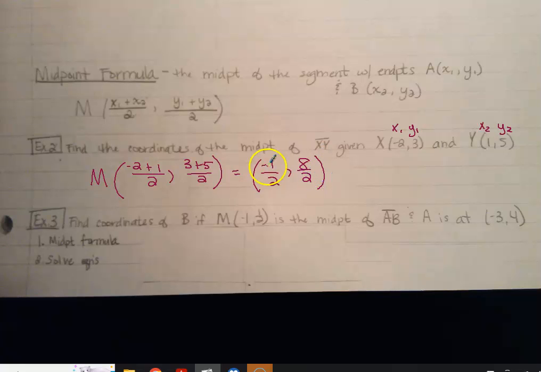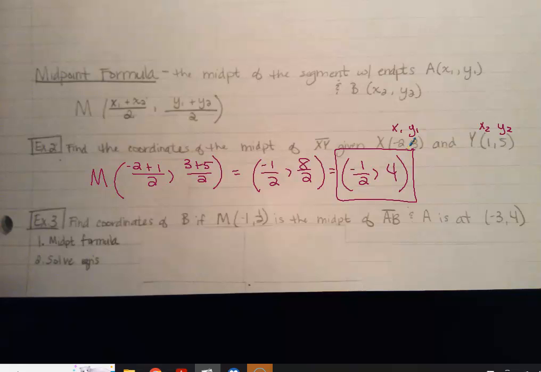Okay, so our first point is fine. It's already reduced, -1/2. 8/2 we can reduce though. Yeah, that's just 4. Whoops. Let me erase here for a second. It's -1/2, comma, and 8 divided by 2 is 4. So those are the coordinates of our midpoint, (-1/2, 4).